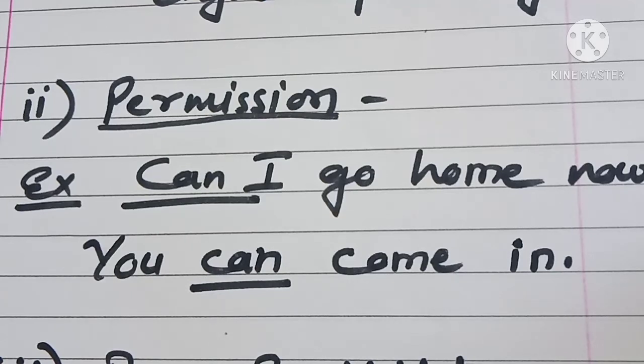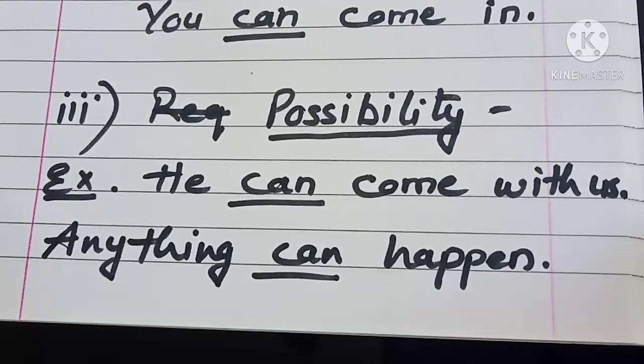Now another use of can is to express possibility. Here we have two examples. He can come with us means there is a possibility. It is possible that he can come with us. So here we are using can to express the possibility of something happening or someone doing something. Another example is, anything can happen, which means there is a possibility of anything happening. So here you can see that we are using can to express possibility.